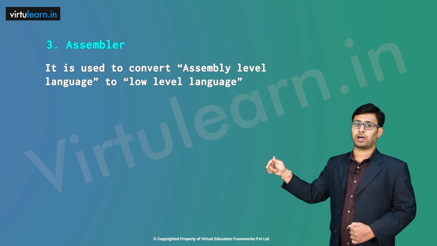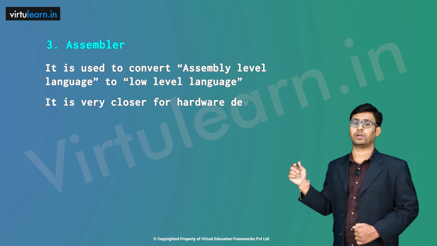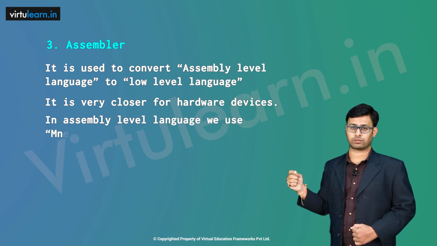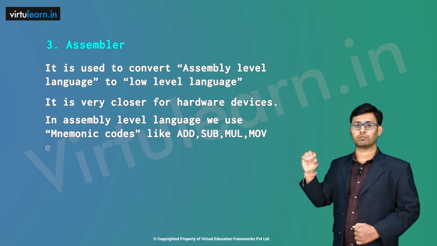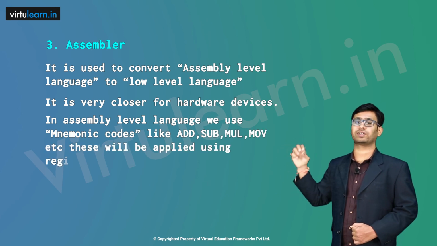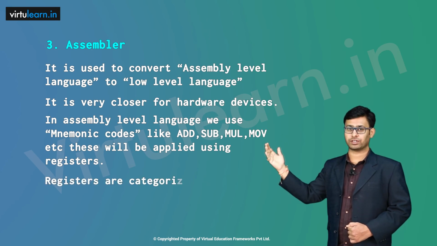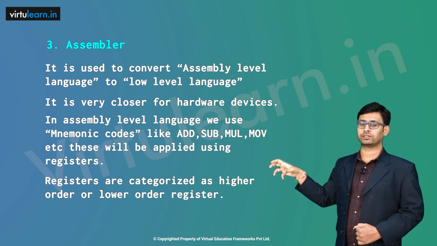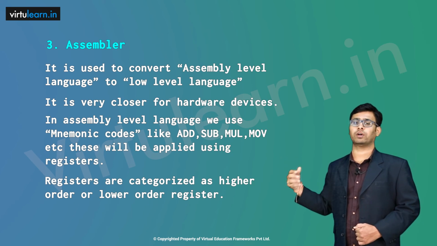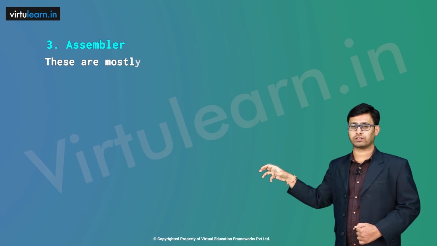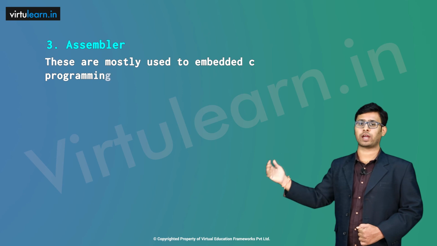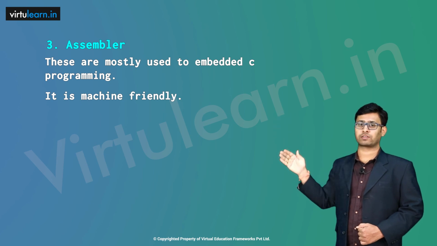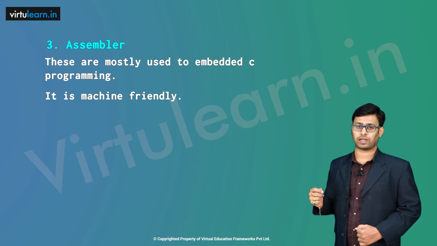This assembly level language is very close to the hardware devices. In assembly level language, we use mnemonic codes like add, sub, mul, move, and these are applied on the registers. We also have categories of registers like higher order registers and lower order registers. Depending upon those registers, we can give instructions directly and get our job done. These assembly level languages are mostly used in embedded C or embedded programming, and this is a machine friendly language. So these are the three different translators in our programming languages.